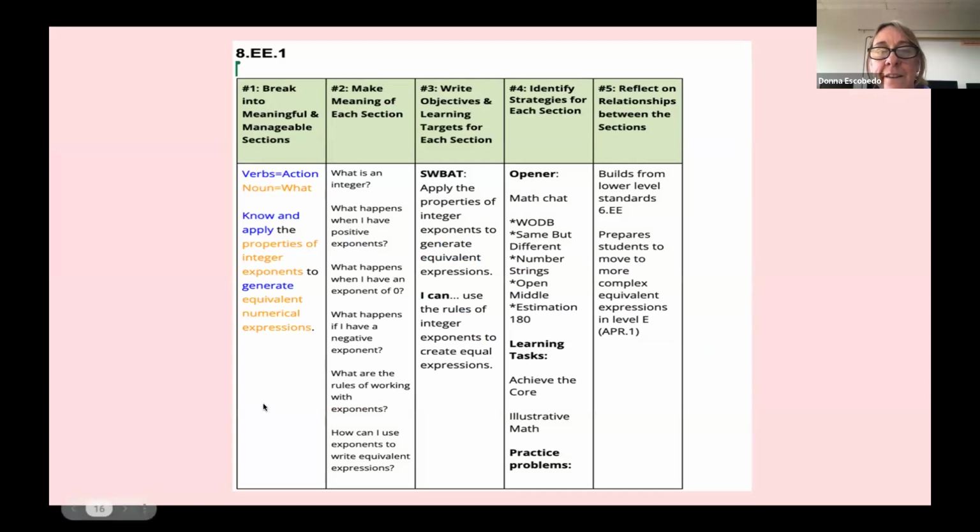So breaking into the sections here, I always think of the verbs, the action: what are they doing with the math? And the noun is the what. So looking at that language of what they are asking.